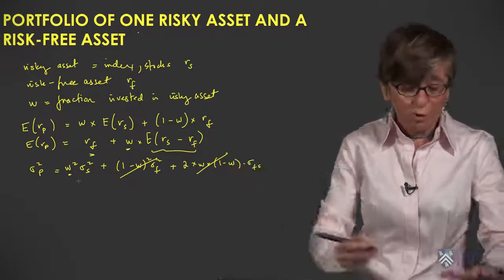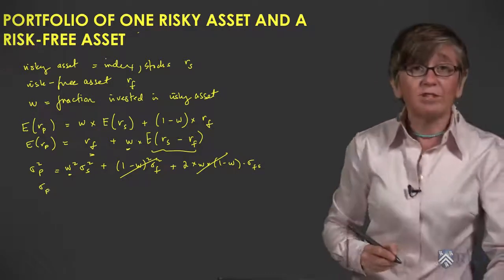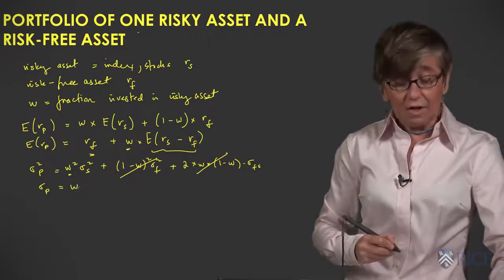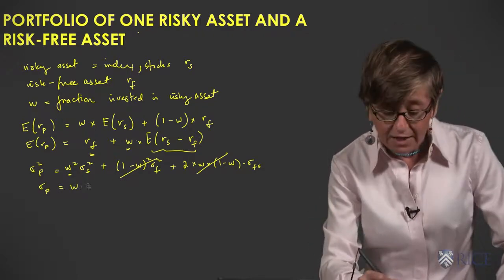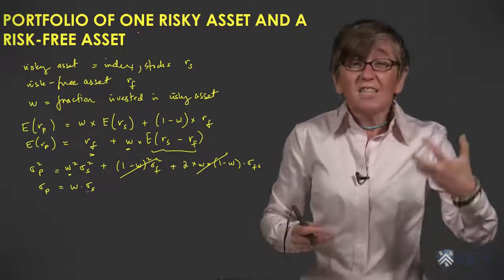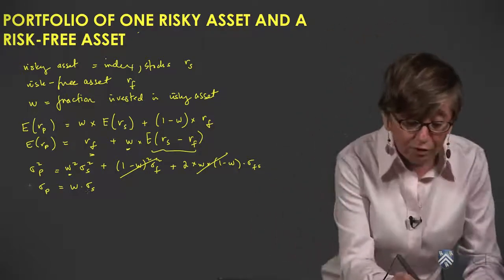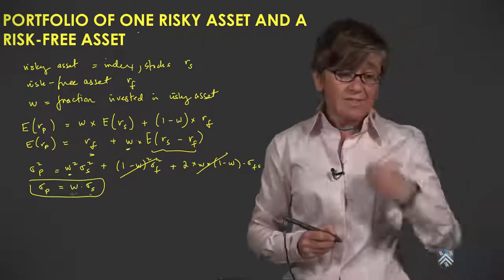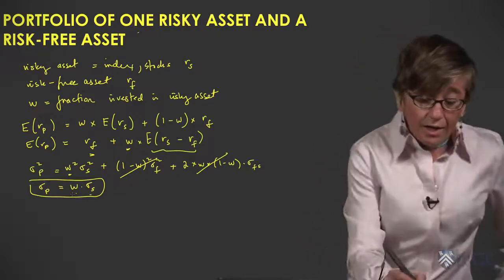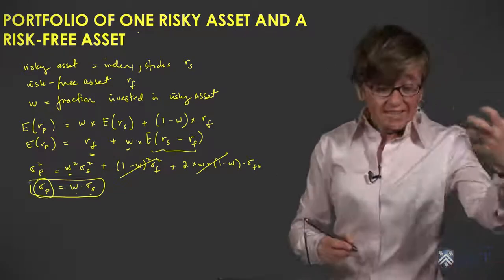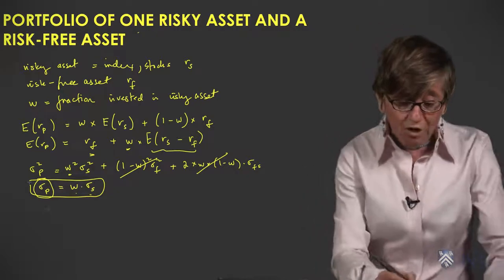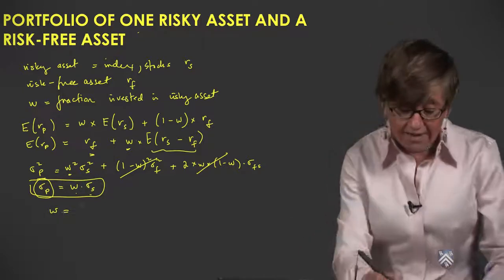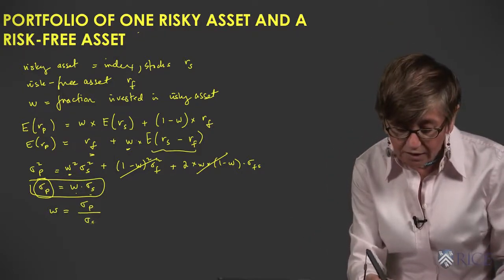Taking the square root of both sides, what do we have? Well, the volatility of this portfolio is going to be equal to the weight that we invest in the risky asset times its volatility. In other words, the risk of this portfolio will simply be determined by the volatility of the risky asset and how much we invest in the risky asset. So given a level of risk we desire, we can actually solve for the weight that will give us that, and that's going to be this.